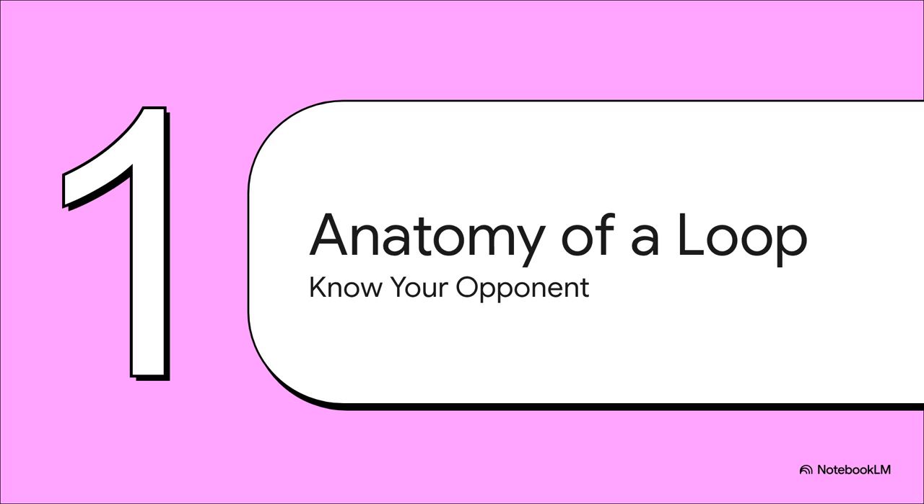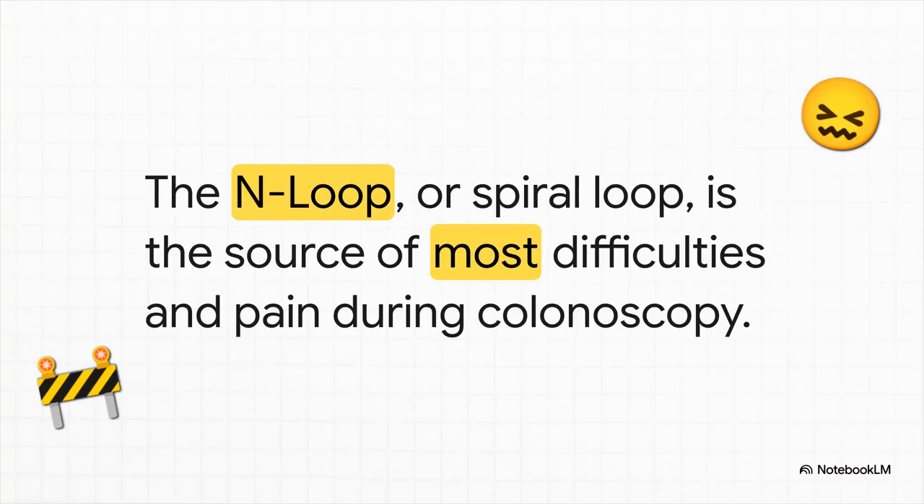Think of it like knowing your opponent. See, loop formation isn't just random. It actually follows some very predictable patterns. Figuring out which type of loop you're looking at is the absolute key to fixing it. And you're really only going to see three main types. First up is the N loop, sometimes called the spiral loop. And let me tell you, this is the big one.